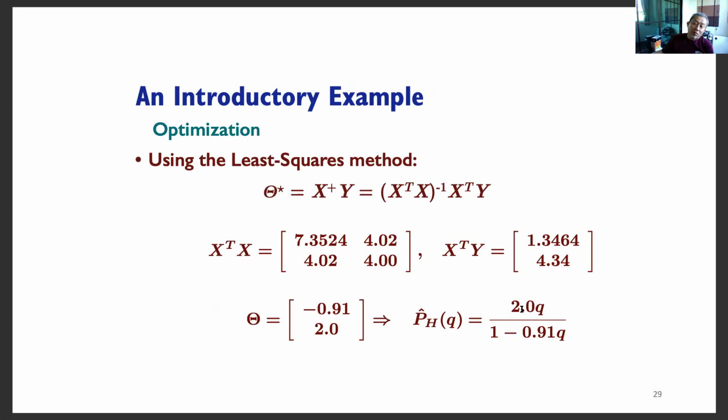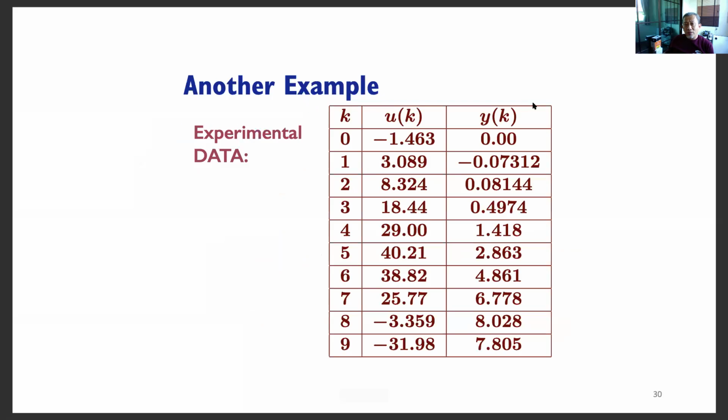So you have to do this using a calculator, in order to find the value of A1 and B1. That is the first order. So we have another illustrative example.